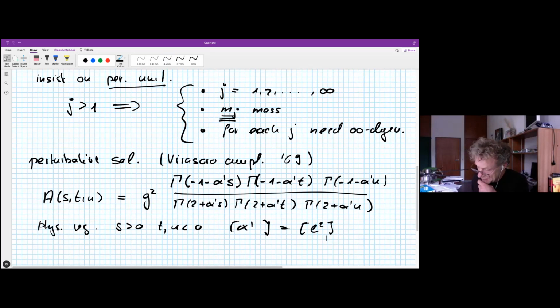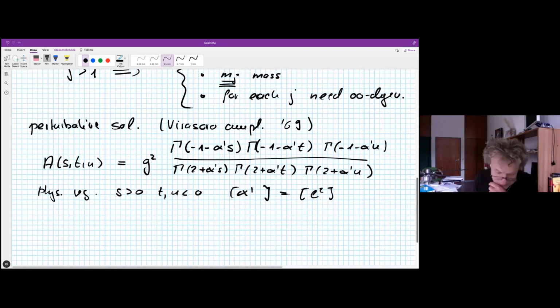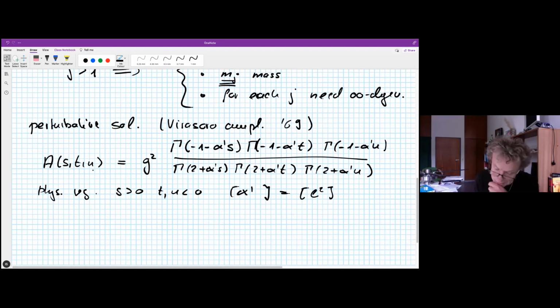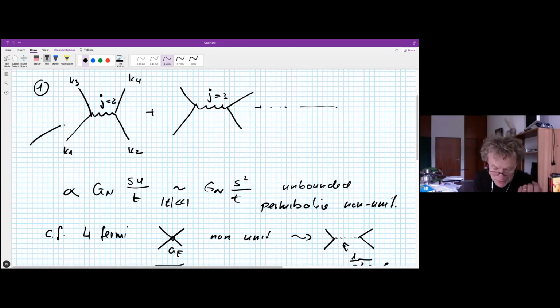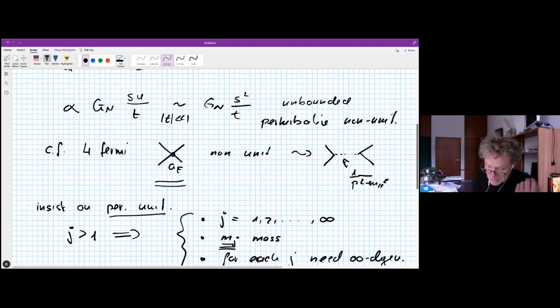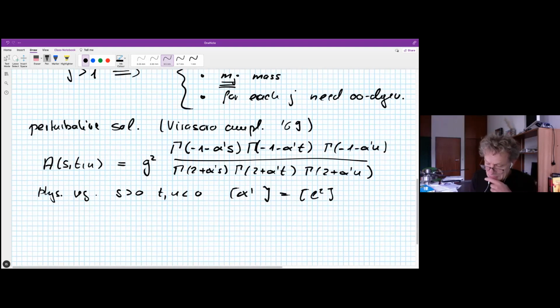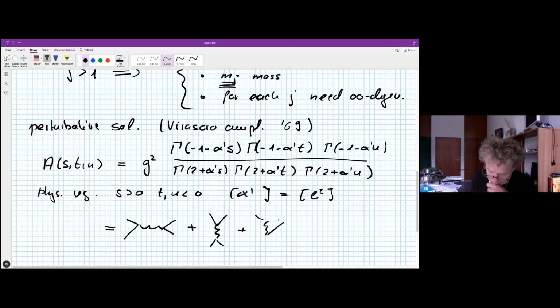Interestingly, this A of S, T, and U is not just the amplitude for the T channel. I'll go up here again quickly. Here we have the T channel. I just drew the T channel, but actually it sums over the T, S, and U channels. So that amplitude would be something like this, plus also this, plus also the other one. That would then be the S, T, and U channels. So it's the sum of all.